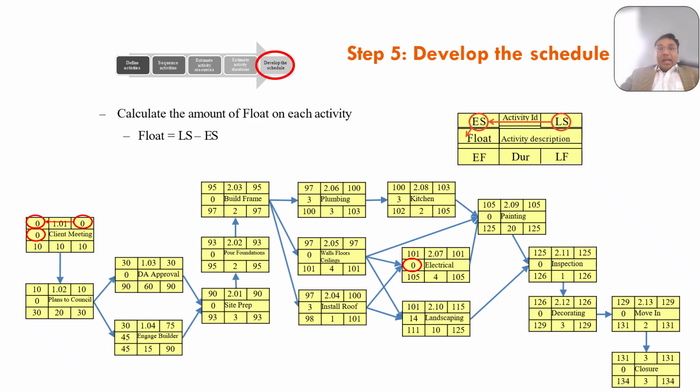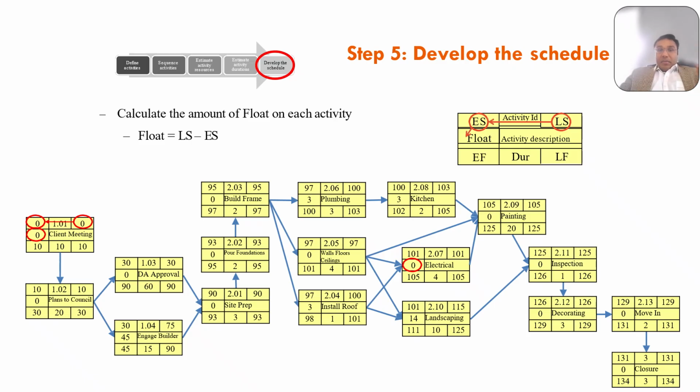So how would we calculate float? The float formula is late start minus early start. It is the latest time an activity can start without delaying the project. A float of 0 indicates the activity is on the critical path, so you cannot delay that activity. Any delay here delays the whole project.